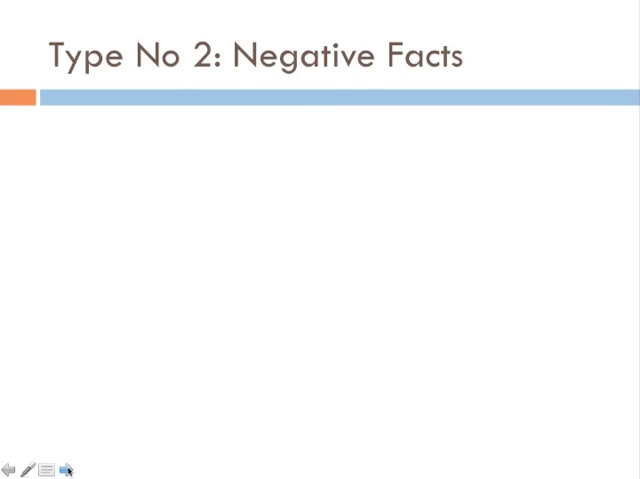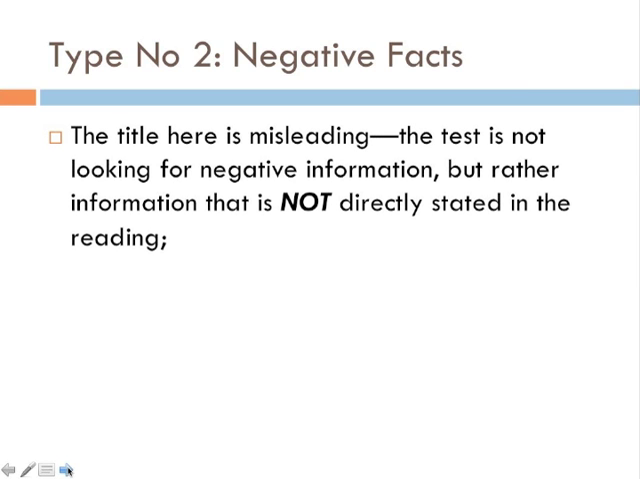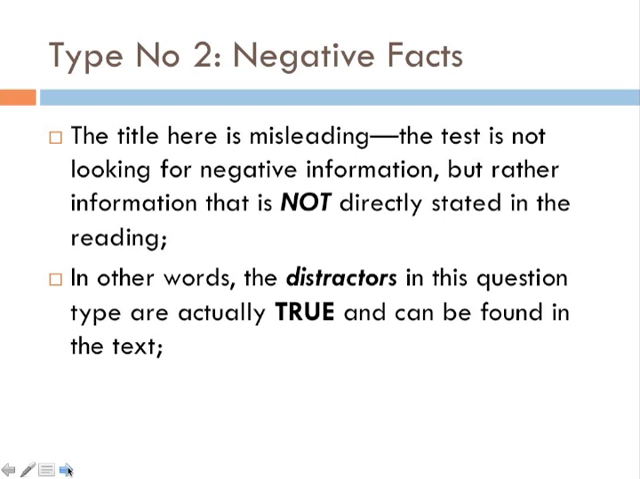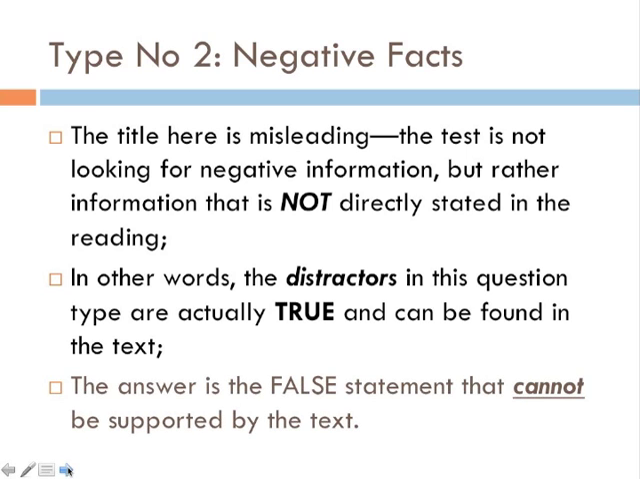Now let's move on to the second type of question, a detailed question, negative facts. Now the title here is a little misleading. The test is not looking for negative information, but rather information that is not directly stated in the reading. So in other words, the distractors in this question are actually true statements. You can actually find them in the text. But the answer they are looking for is actually false. And this is one that cannot be supported by the text.